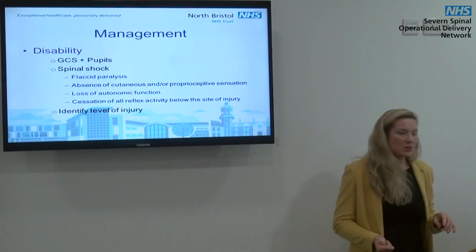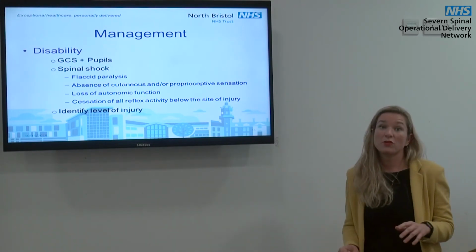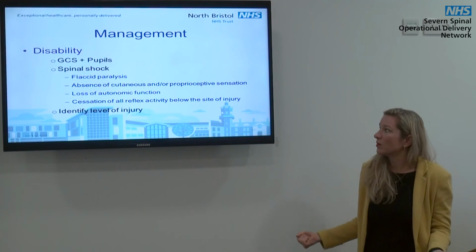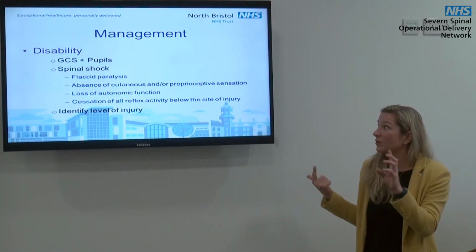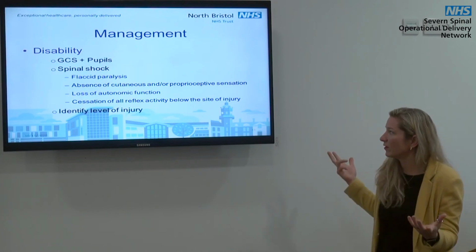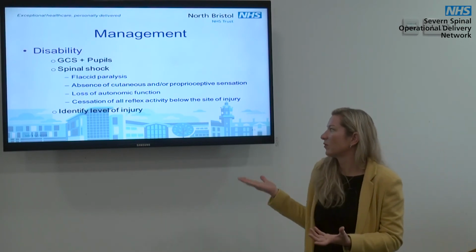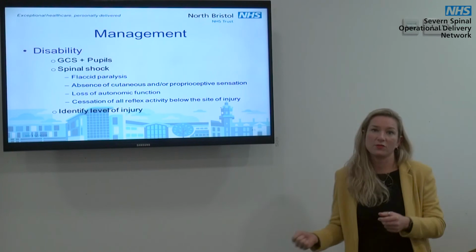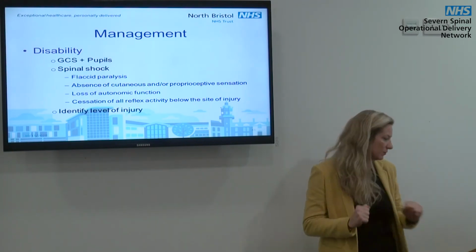Disability. So if you've got somebody with a spinal injury, quite often they come in with a head injury as well, so you need to assess their GCS and the pupils. Assess them for spinal shock. Have they got flaccid paralysis, loss of autonomic function, as we've just been going through, and identify the level of injury, usually using your ASIA chart.